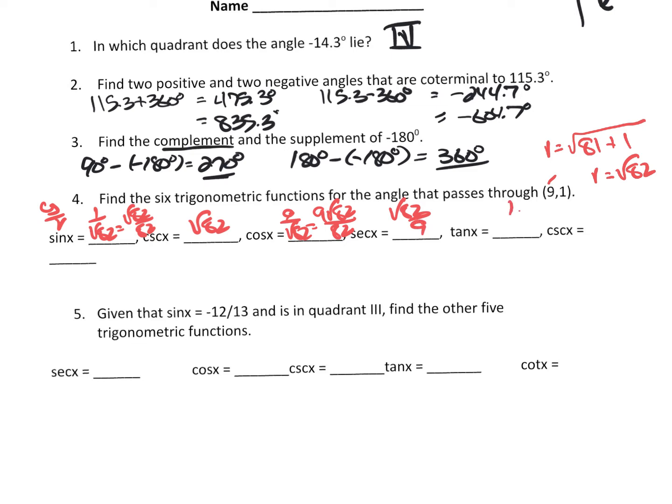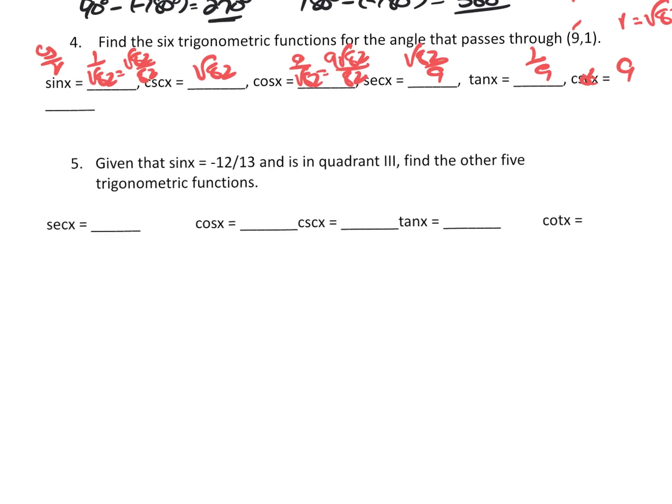Tangent, y over x, just 1/9. And that should be cotangent right there. Not sure what happened. I don't know who wrote this thing. And you just flip that and you get 9. Number 5, just like that one.